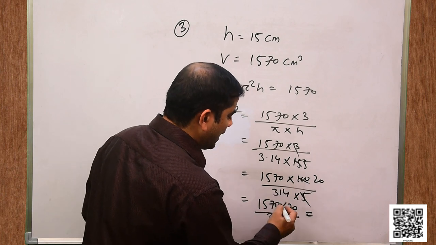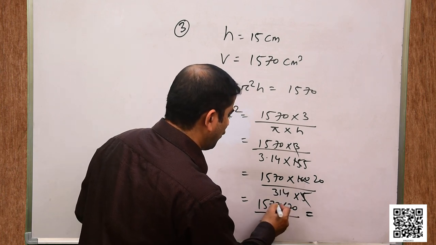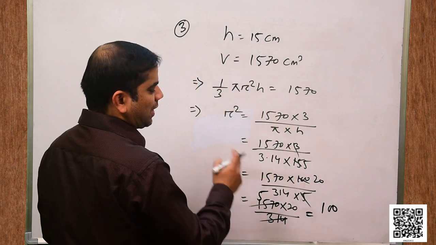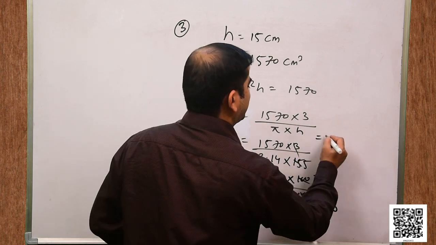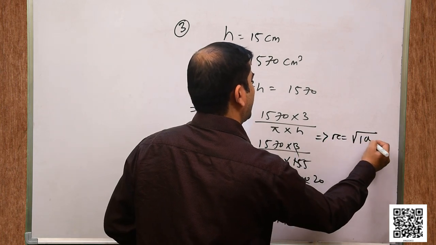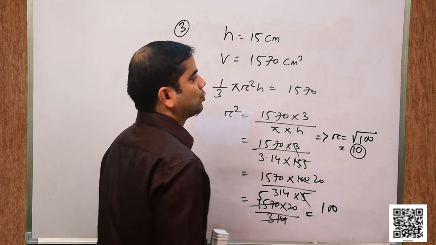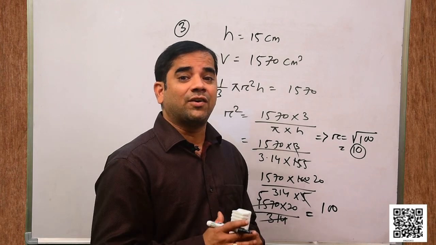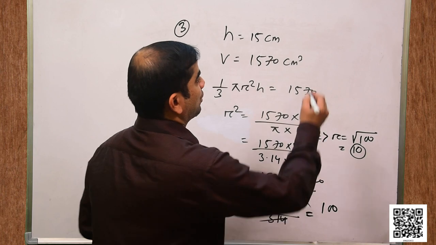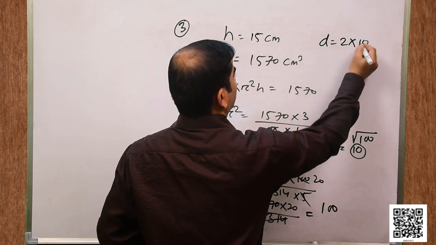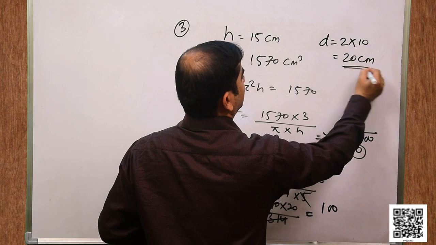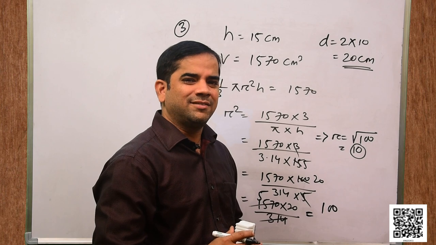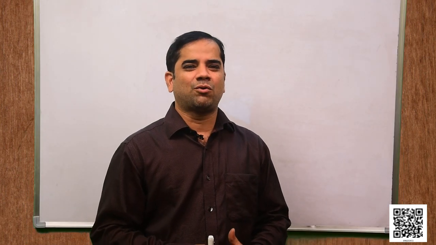That means we can cut it out 314, because 314 5s are 1570. So, 5 20s are 100. So, r square is found to be 100. That implies r is equal to square root of 100, that is 10. So, radius is found to be 10 centimeter, but the question asks for the diameter, not the radius. So, d is equal to 2 into 10, that is 20 centimeter. This is the required answer for the question. Hope you understand. So students, let us solve question number 4.